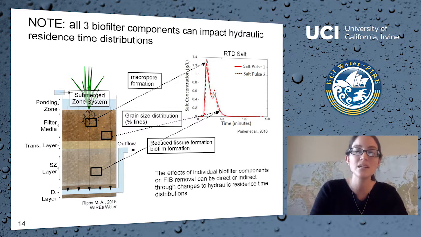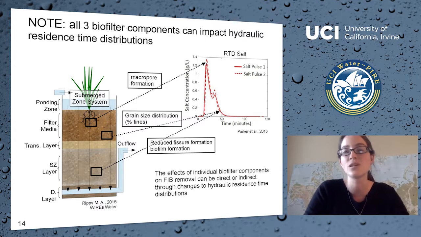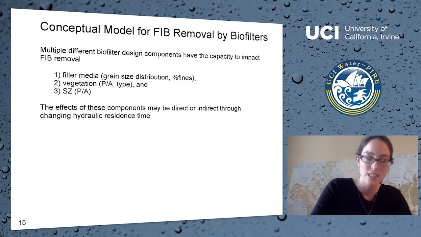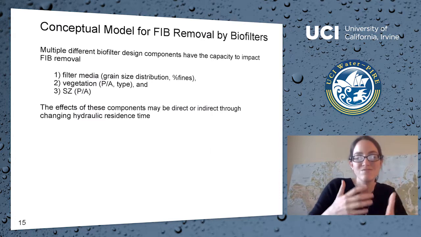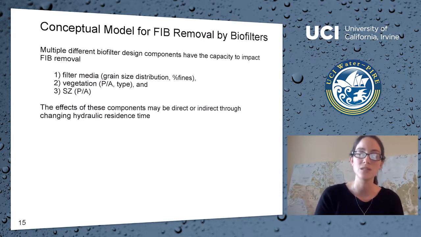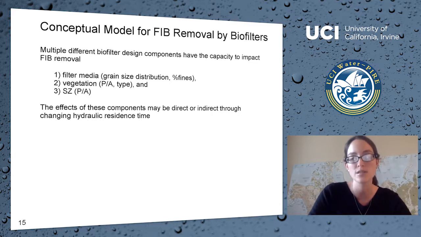So really the take-home here is that the effects of individual biofilter components on fecal indicator bacteria removal can be direct, which is what we were talking about in sort of the three previous slides, or indirect through changes to hydraulic residence time distributions. So moving on to slide 15, this means that we can sort of create a simple conceptual model for fecal indicator bacteria removal by biofilters, where we just say that multiple different biofilter design components have the capacity to impact fecal indicator bacteria removal, things like filter media, vegetation, and submerged zones, and acknowledge that the effects of these components may be direct or indirect through changing hydraulic residence time.